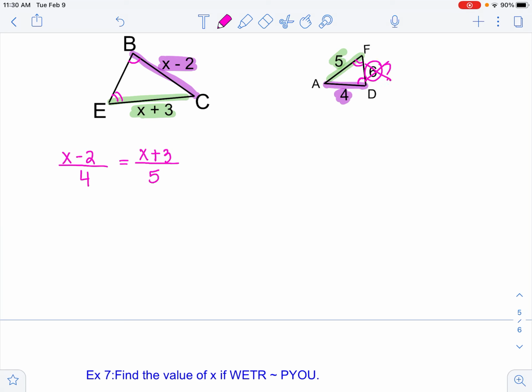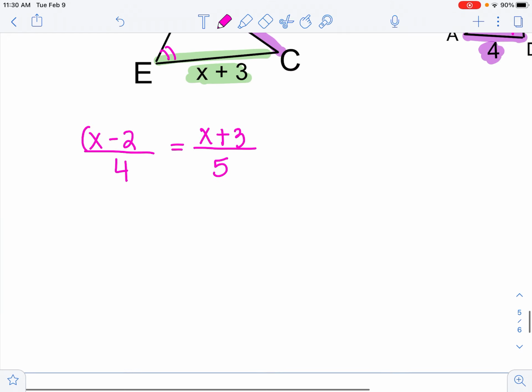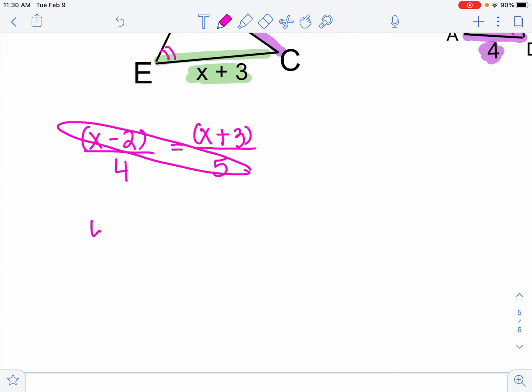What about the 6? It is a distractor, okay? You don't use the 6 for anything. I have it there so I know that you know not to use it. All right, this is a binomial. This is a binomial. We're going to cross multiply and solve.